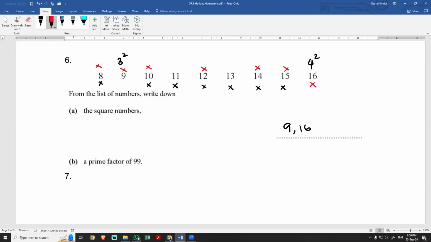But 13 cannot be used. You cannot make 99 divided by 13 give you a whole number. So it's not possible. But 99 over 11, you can have 9. So this is the prime factor of 99. So your answer for that one should be 11. Again, 99 is divisible by 11, and 11 is a prime number. So that's the case in this particular question.